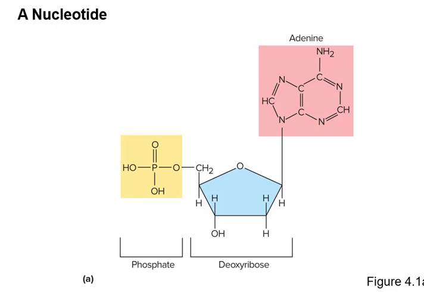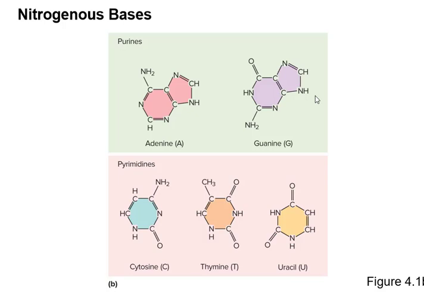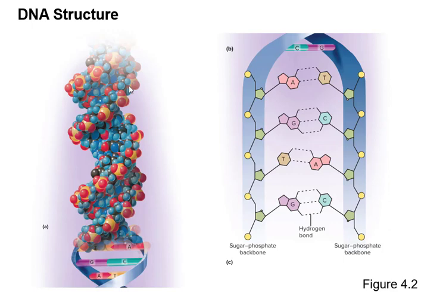There are four nitrogen-containing bases in DNA and four in RNA. The difference between DNA and RNA is DNA has thymine but no uracil, and RNA has uracil and no thymine. So both DNA and RNA have cytosine, guanine, and adenine. This is a space-filling model of the double helix of DNA.